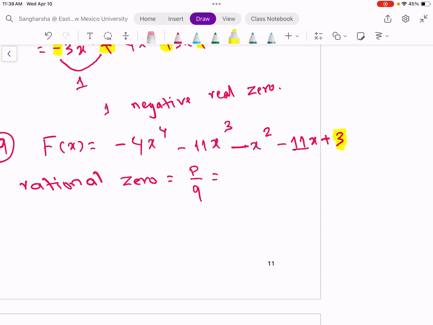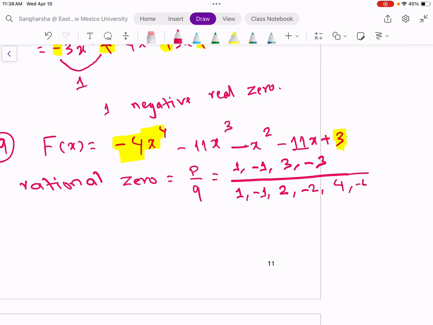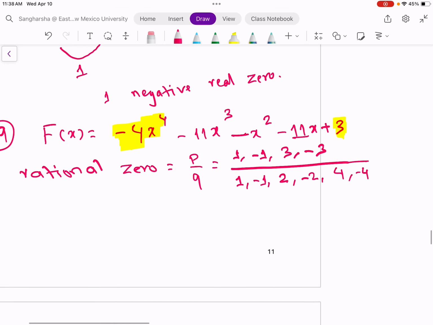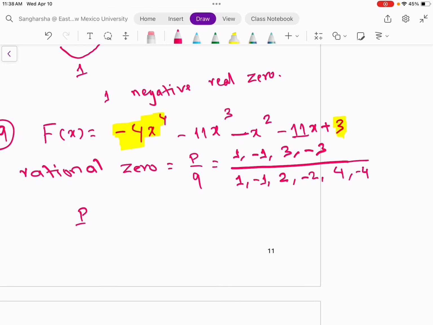So this is our constant 3, and what are the factors of 3? Positive 1, negative 1, positive 3, negative 3. These are the factors of the constant, and our q is the coefficient of the leading term. This is our leading term, its coefficient is negative 4. And what are the factors of negative 4? Positive 1, negative 1, positive 2, negative 2, positive 4, negative 4. So these are our p and q. Now let's choose our p and q and find p over q.